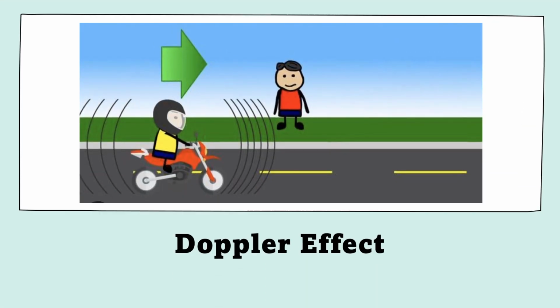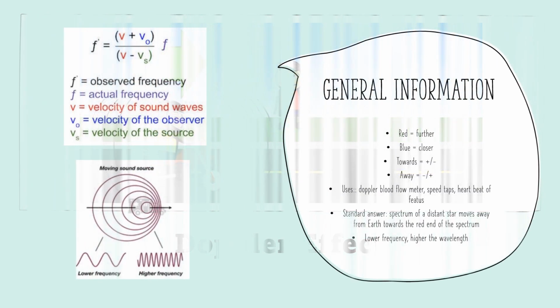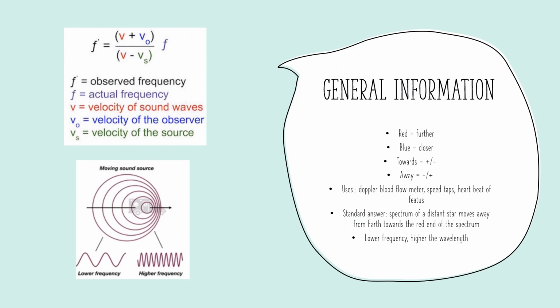Doppler effect. This becomes an easy section once you understand the concept. Here is the famous equation for the Doppler effect, and you can use it in two ways, which we'll see later on. Red means further away, and blue means closer. This is for more of the theory type of questions which we will go through.